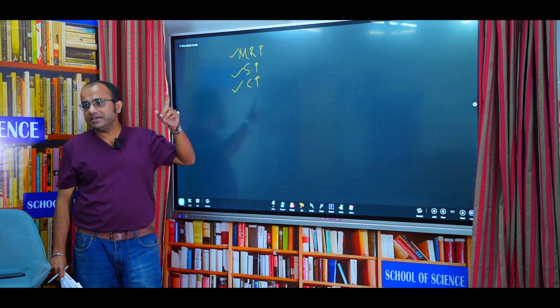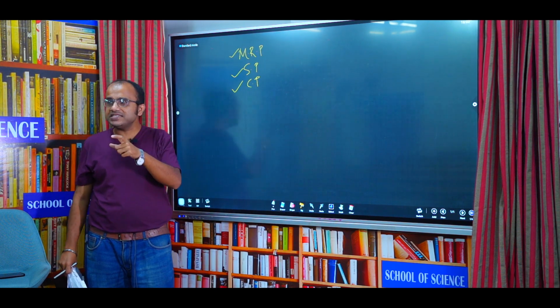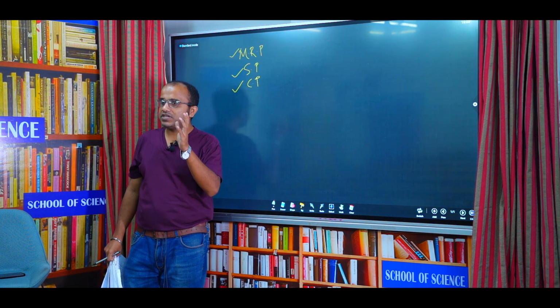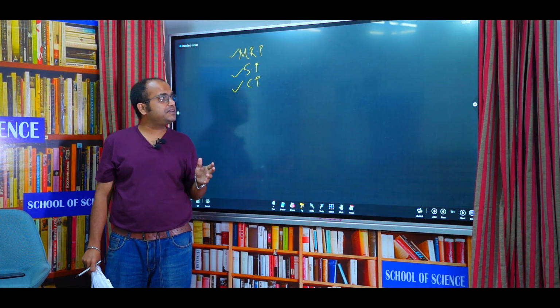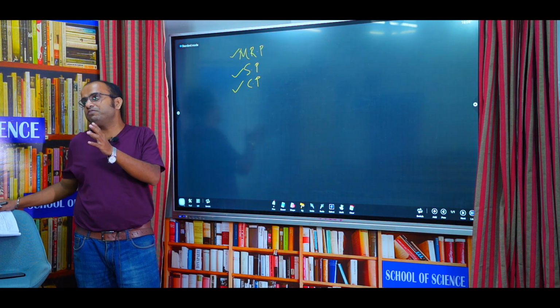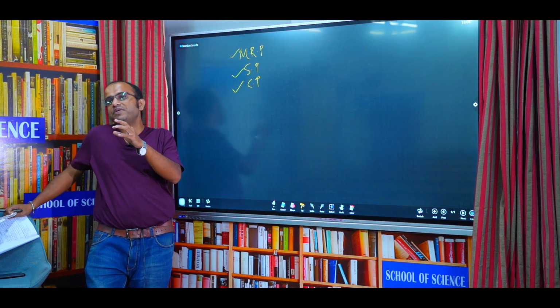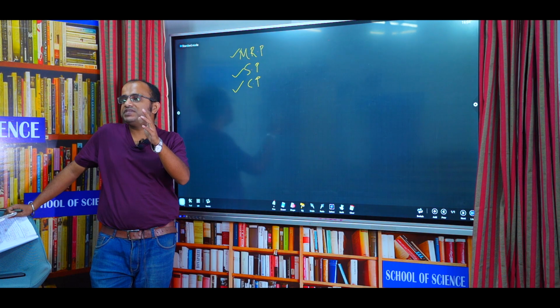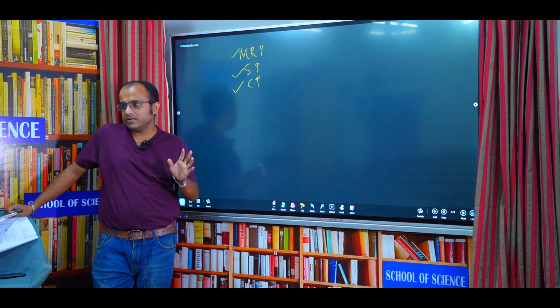Next is selling price. Selling price means the price at which the shopkeeper sells the object. In maximum cases MRP and SP may be the same, because suppose 5 rupees is written on the body of the object and you are purchasing it, and the shopkeeper is also selling at 5 rupees, then MRP and SP are the same.